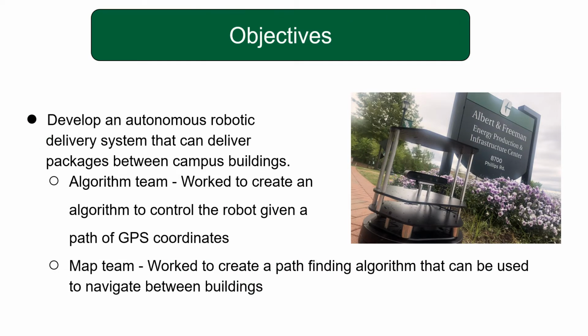So our objective was to develop a robotic delivery system that is autonomous. It was split up into 2 teams, an algorithm team, which worked to create the algorithm to control the robot given a path of GPS coordinates, and the map team, which worked to create a pathfinding algorithm to navigate between 2 points. In other words, finding the shortest distance between those points.